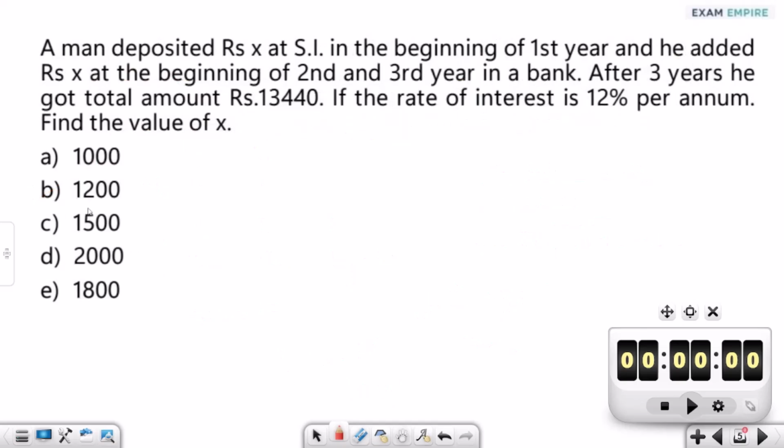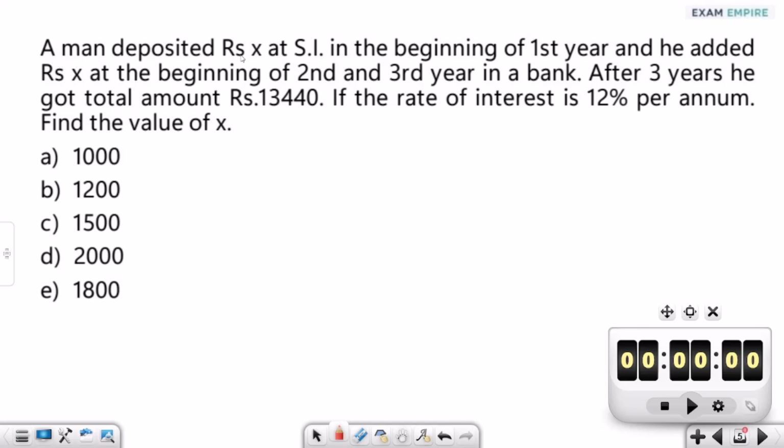So the answer for this particular question is 3 is to 2. Okay. Next one. So try to solve it by yourself. Yes. So hope you have solved this. Now let's solve this particular question.